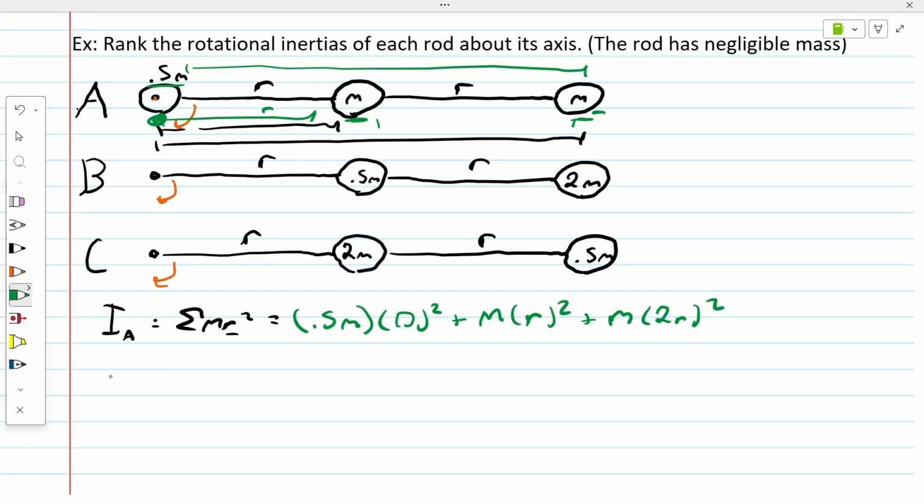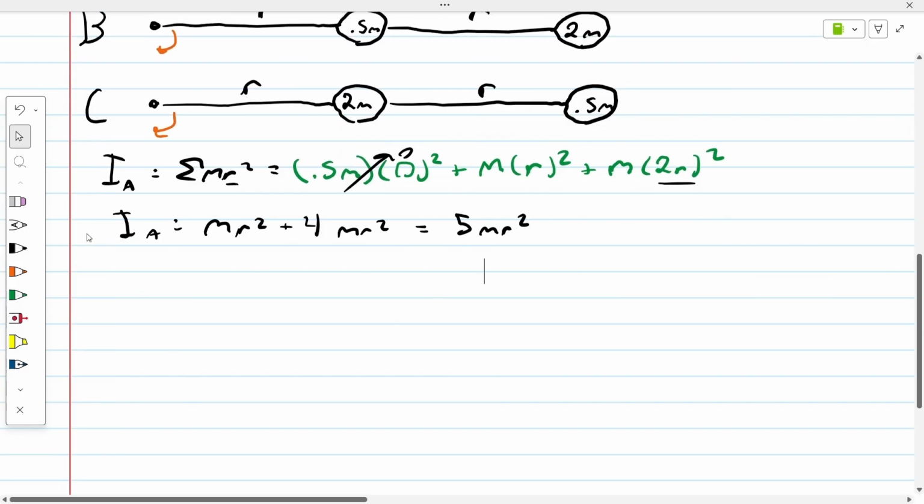And so now we can go ahead and simplify this to get IA, which equals, this whole term just goes to 0. We have mr squared plus, after squaring this inside, we get 4mr squared. And so this final answer for IA is going to be 5mr squared. Okay, so now let's do this for rod B.